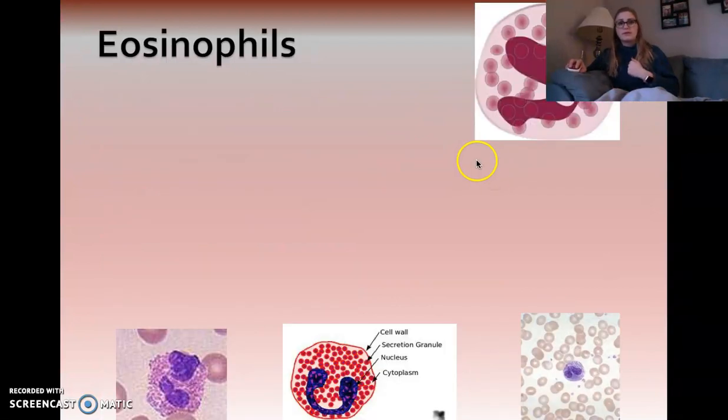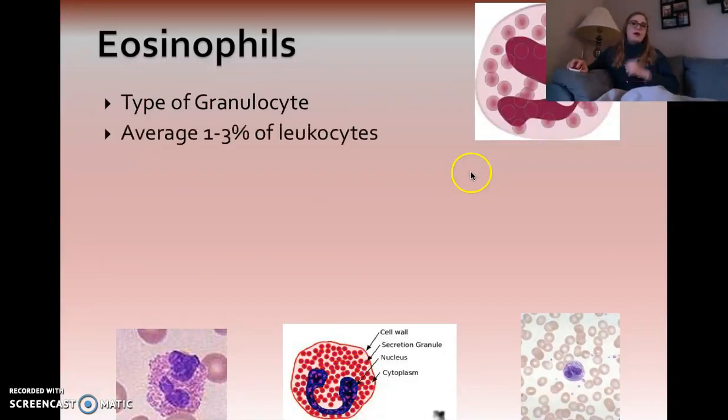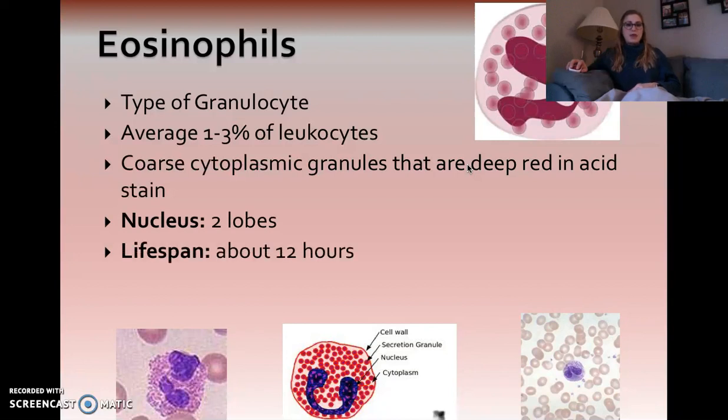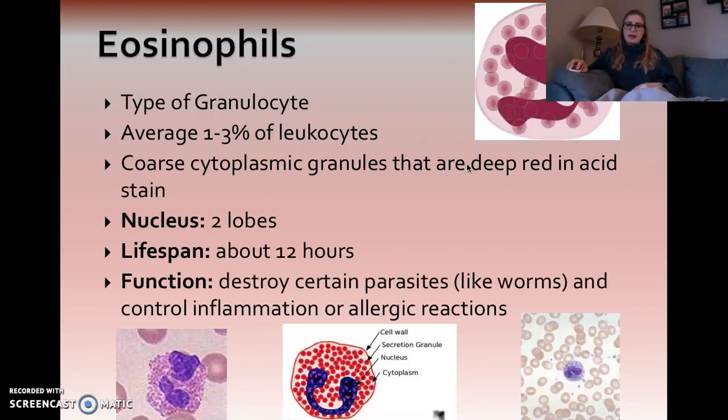So, eosinophils, the fun word to say, another type of granulocyte. This is only about 1 to 3% of leukocytes, so we've really dropped off how many we see. They have very, very coarse cytoplasmic granules that end up being pretty red in that acid stain. They only have 2 lobes, have roughly the same lifespan, but they help with attacking parasites.